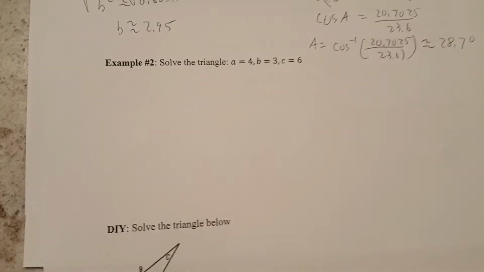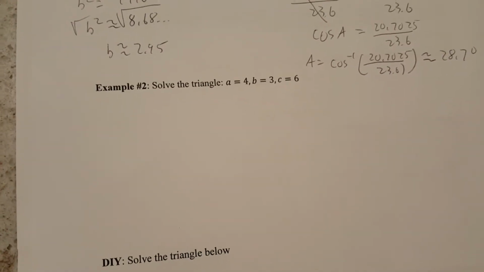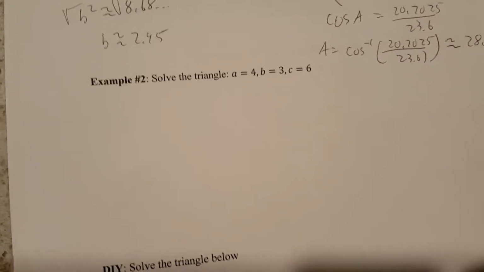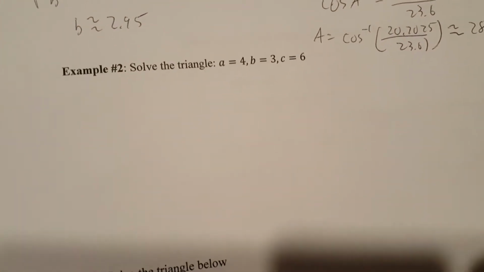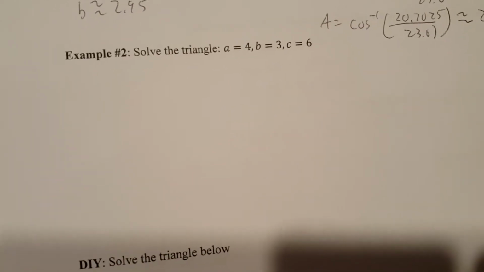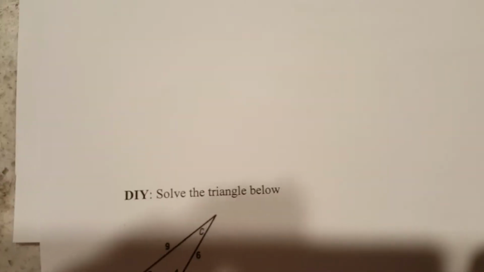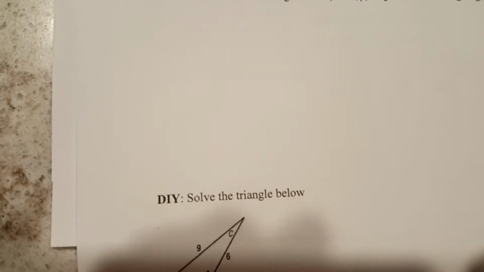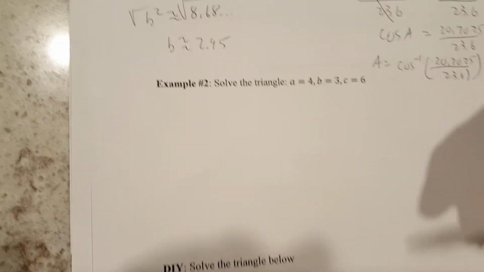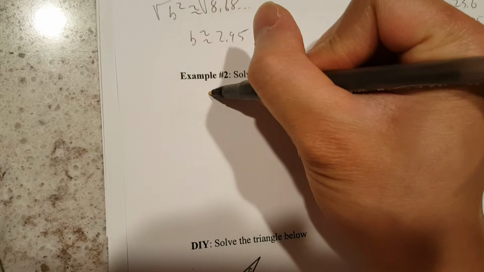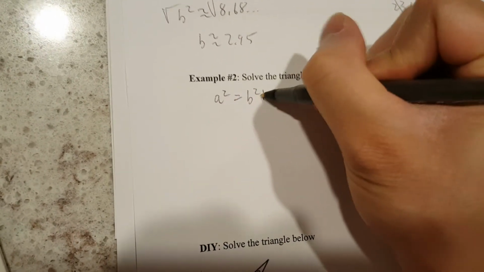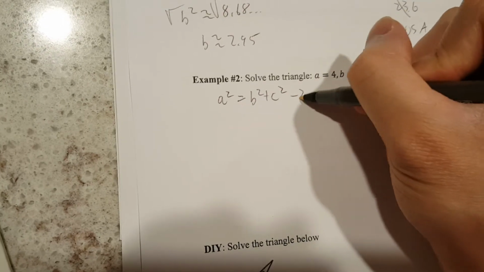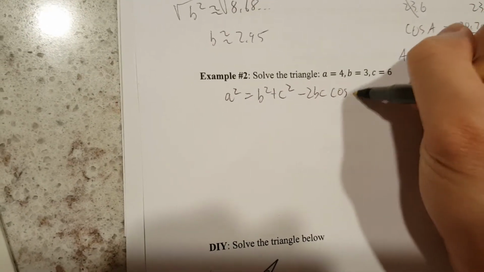Okay. Example 2 is a side-side-side triangle. Now, if we have all three sides, it doesn't matter which of the formulas we use. We are just looking for any angle. Okay. So what I'm going to do is I'm going to go ahead and use the a squared is equal to b squared plus c squared minus 2bc cosine A.